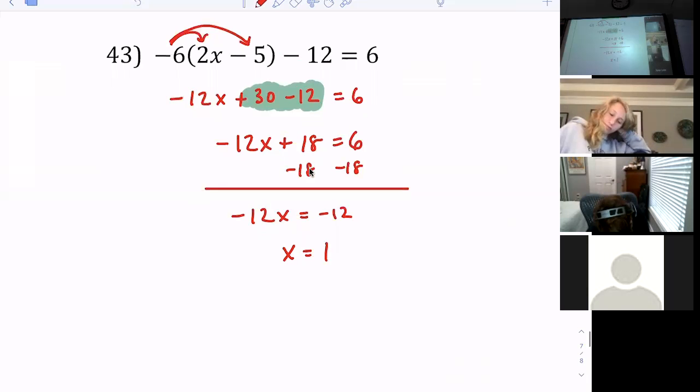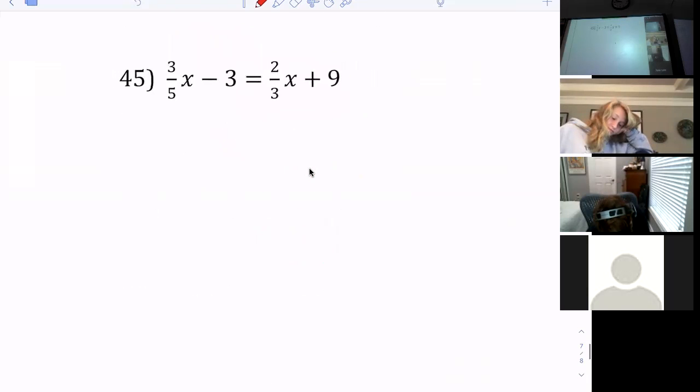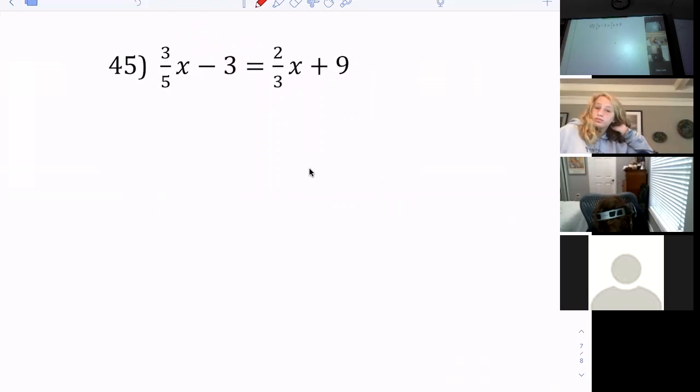All right, now we're going to 45. Now, why is 45 difficult? Because we have a fraction. I'll give you 30 more seconds. Let's go, chop, chop. 30 more seconds, come on. Let's see how you're doing with the fractions.